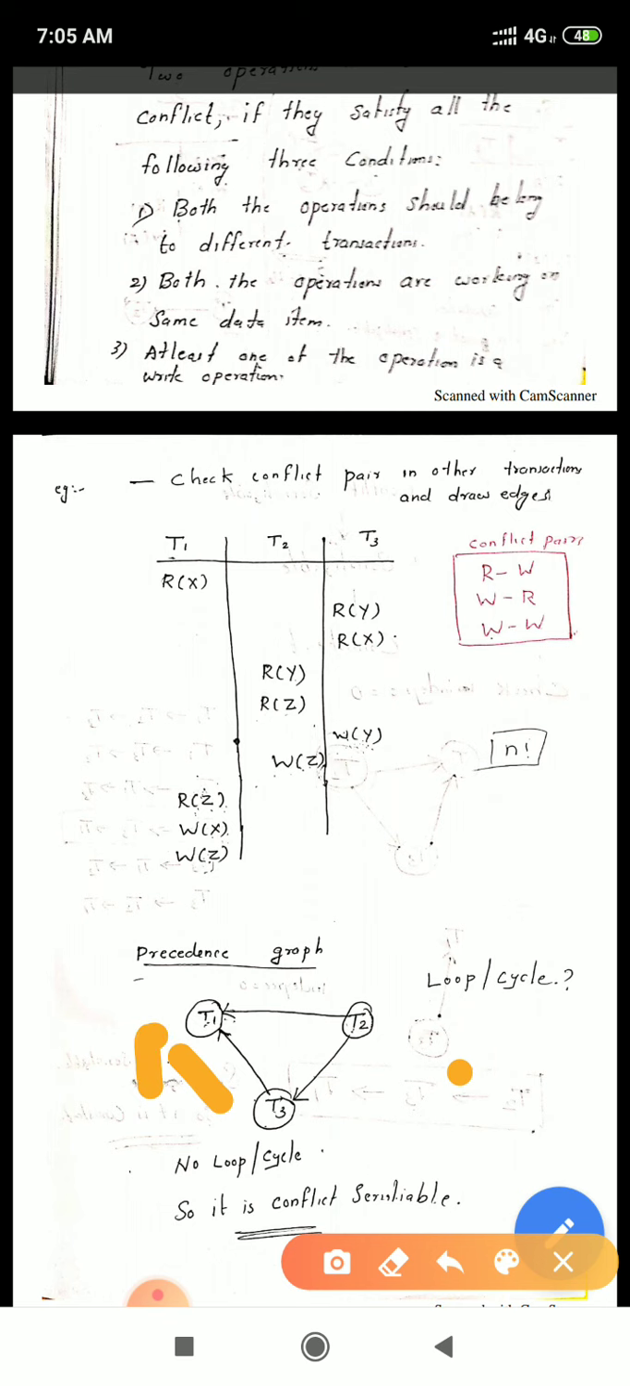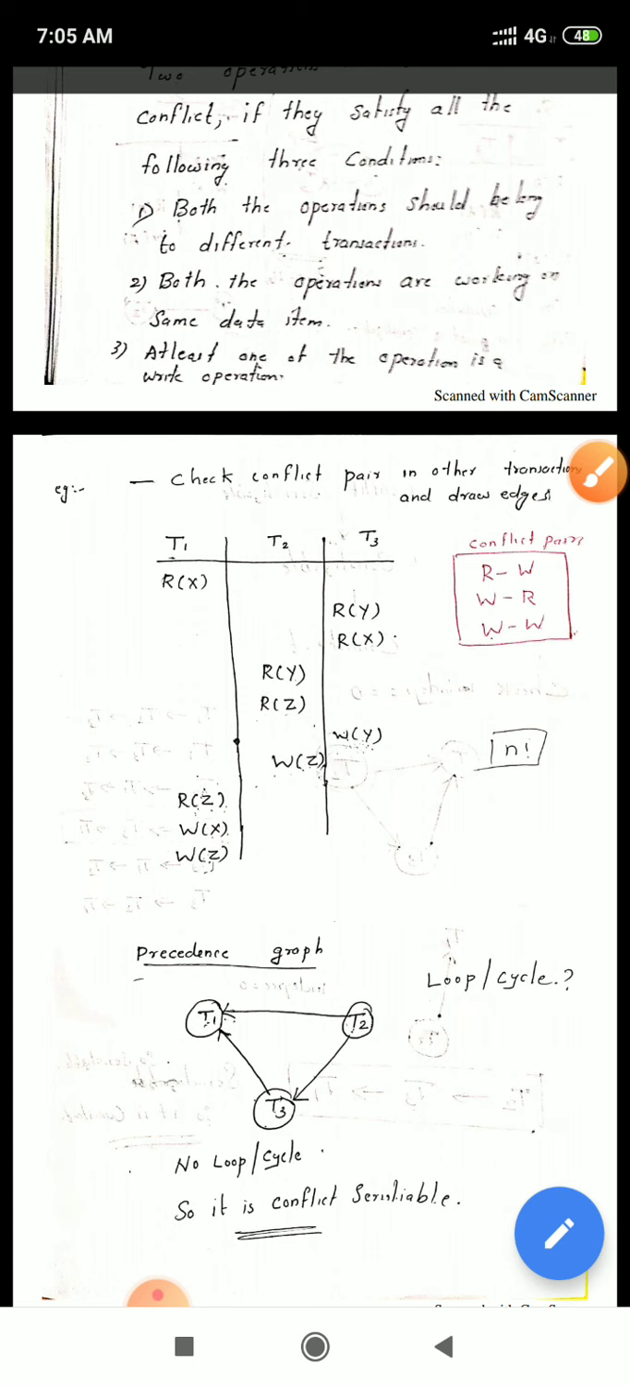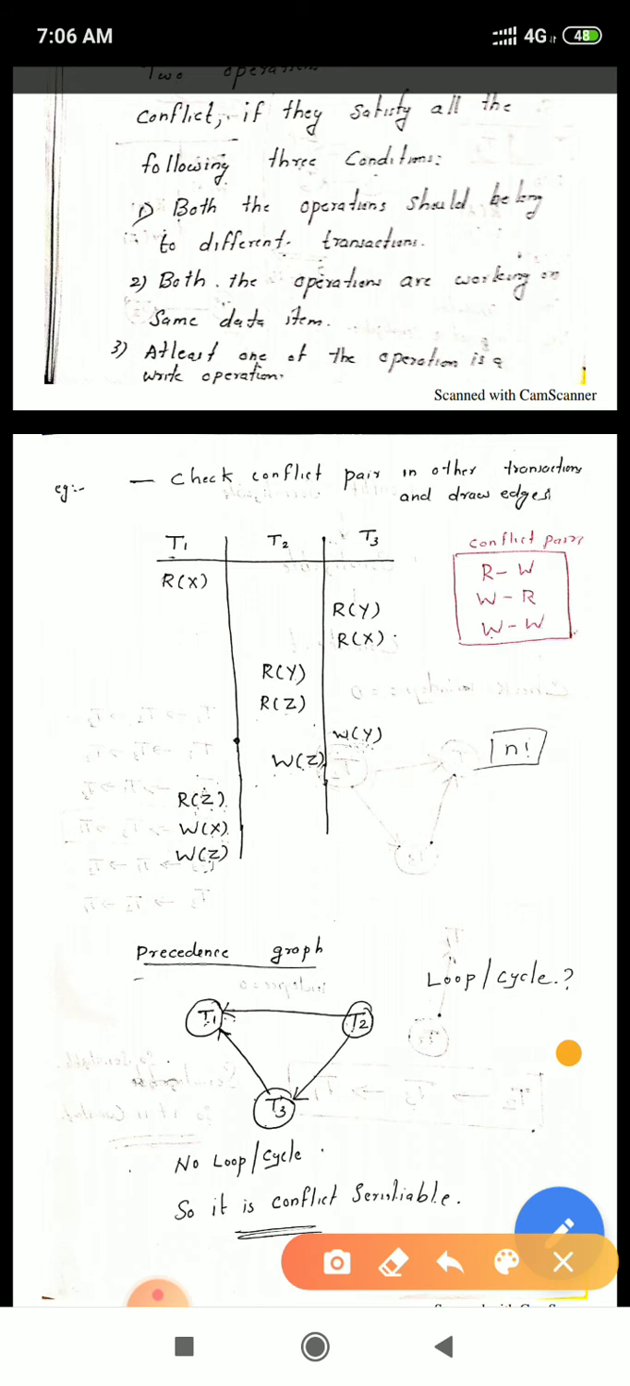Then we check the T2 transaction read Y. For read Y, the conflicting pair is write Y. In T1, is there a write Y? No. In T3, is there a write Y? Yes. So T2 to T3 is another edge. We connect these vertices.